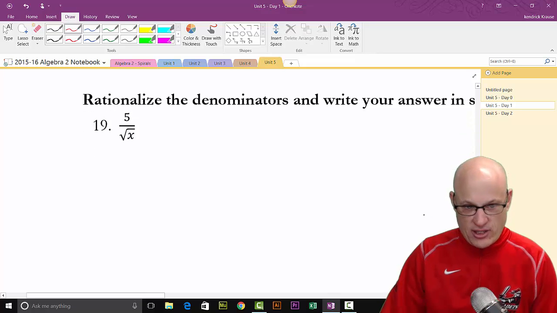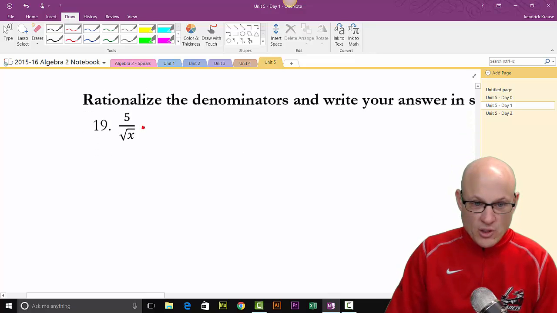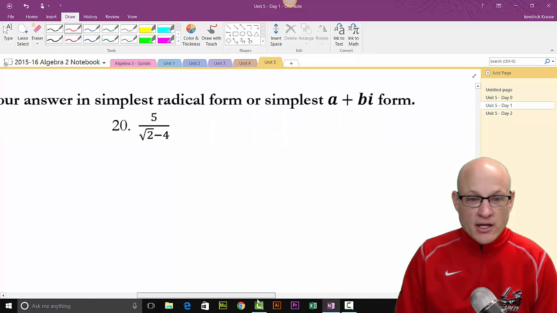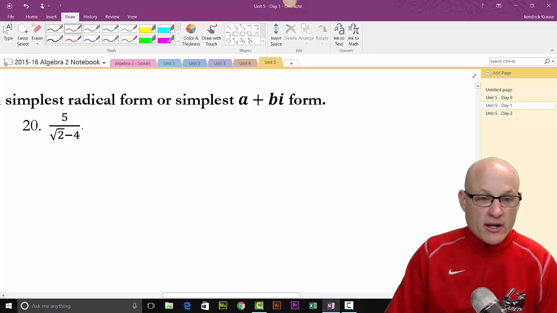Okay, now we're rationalizing. I'm going to multiply by radical x over radical x. This one gives me 5 radical x over x. Done. Next. Uh-oh, got a radical 2.